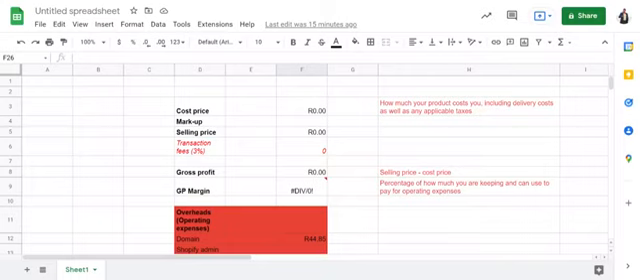So anyway, let's look at how you price your products, how you would price a product. I understand that some of you might be in services, but the concept is similar. It's just in your cost price. If you're selling a service, let's say you're a marketing agency or a graphic designer, how do you determine what your cost is?